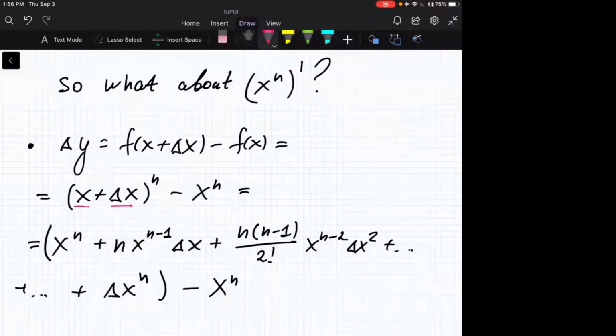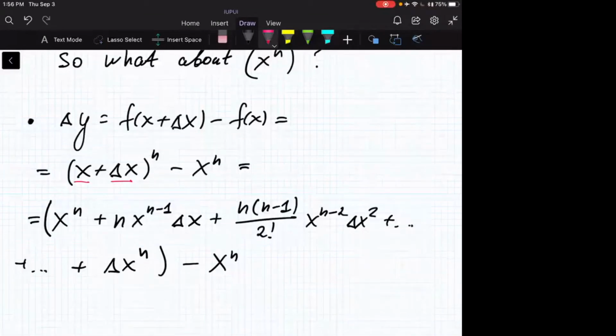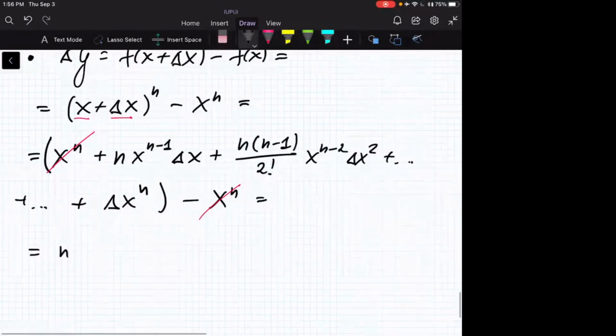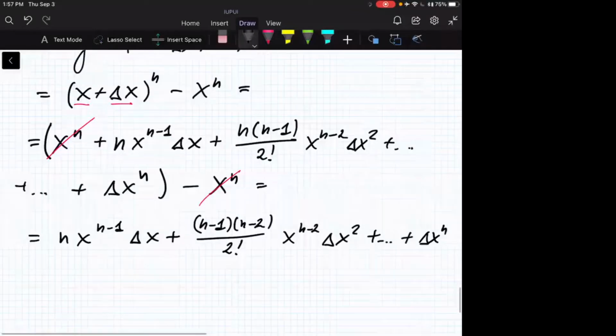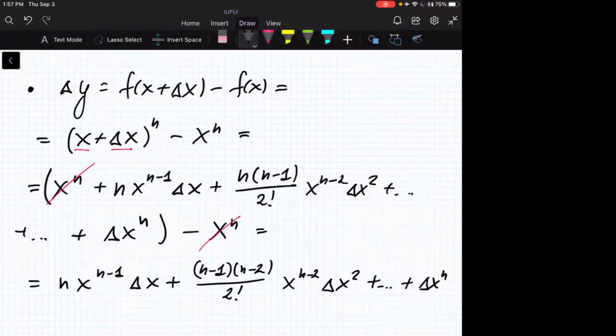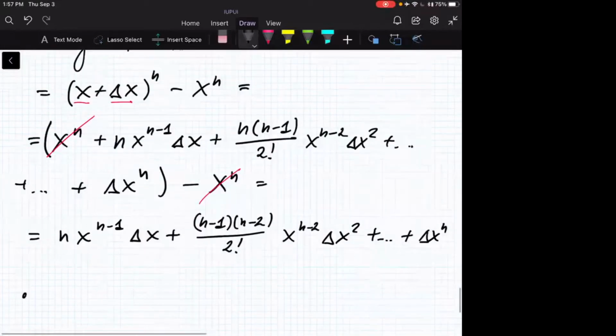and minus x to the power n. And as we discussed last time, in general, when you consider the derivative, you should see some cancellation. And it's true in this case. So x to the n and x to the n are cancelled. And what I get is the following. It is n x to the power n minus 1 delta x plus n times n minus 1 divided by 2 factorial x to the power n minus 2 delta x square plus so on plus delta x to the power n. This is first step. We just consider the change in y.